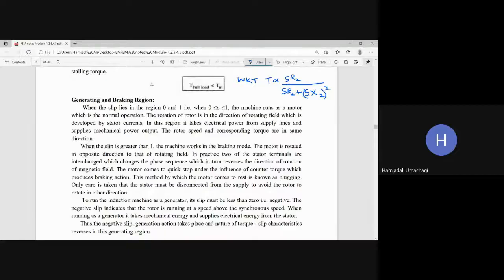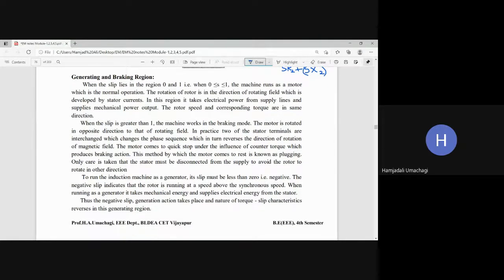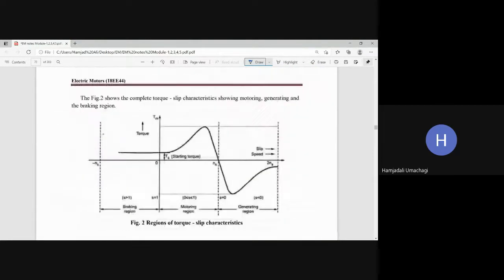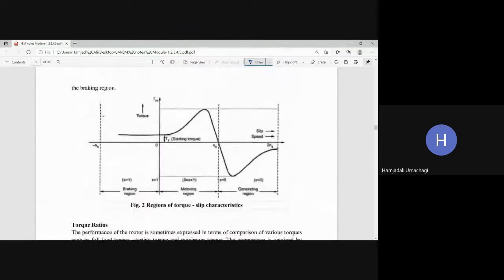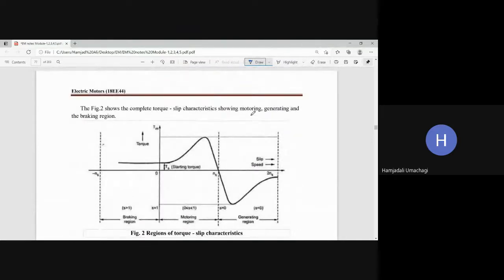Dear students, in this class we will discuss the operation of the three phase induction motor under three regions, that is motoring, generating and braking action. So how can the induction machine be made to act as an induction motor, induction generator, or in the braking region, that is the plugging region.